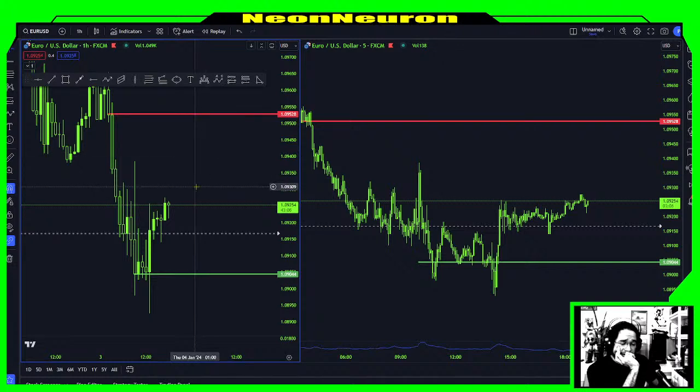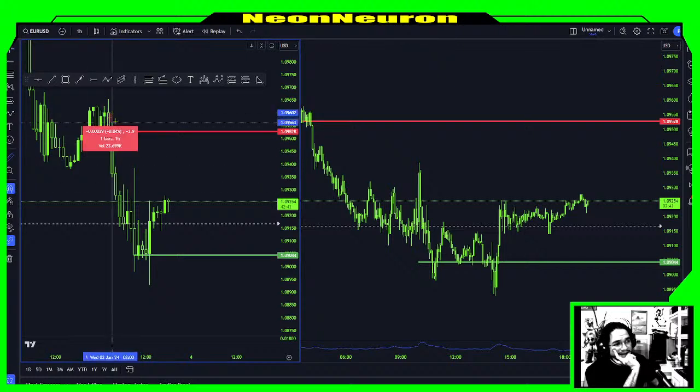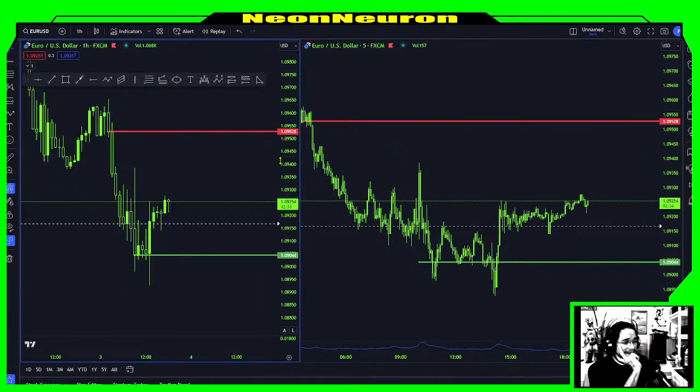I was just a little slow on the uptake right here. So this is about where I started. I came in right around here. So I missed this move completely. And that is a tragedy. It's a tragedy because that's a nice move right there. That is a nice 43 pip move. I know people, whoever caught that is having a happy new year.